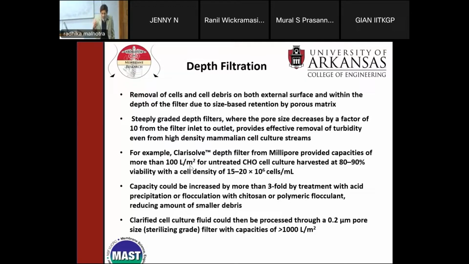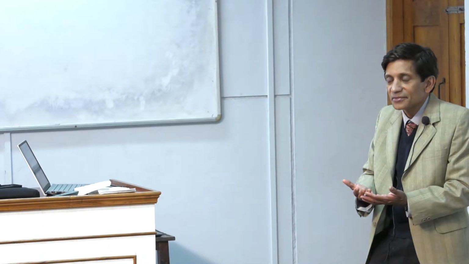So these numbers may not mean much if you're not working in the area, but typically when you design these units, you're looking at the capacity. You're looking at how much you can remove per surface area of the depth filter. And that's important because I told you these are batch processes, right? So if I have a batch of 10,000 liters, I need to know how much I can remove.